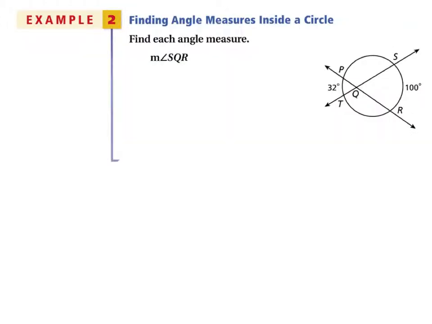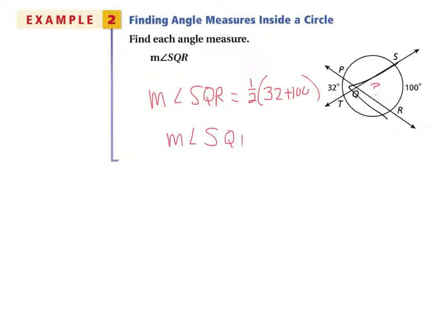And in example 2, we'll prove that. Find each angle measure. So angle SQR is what we're going to find first. So we want to find this angle. To find the measure of angle SQR, you would add up the sum of 32 and 100, and you'd take half. So the measure of angle SQR would be half of 132, which would be 66 degrees. That's it.